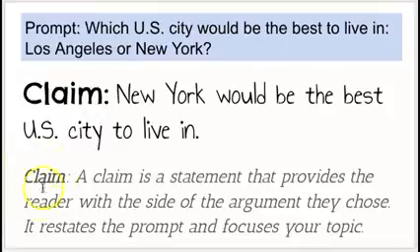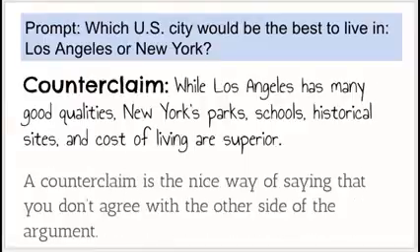Remember, the first thing you're going to do after you understand the prompt is write a claim. A claim is a statement that provides the reader with the side of the argument they chose. It restates the prompt and focuses your topic. This writer chose New York as their answer, which makes their claim, "New York would be the best U.S. city to live in." At the 7th grade level, we also have to include a counterclaim.